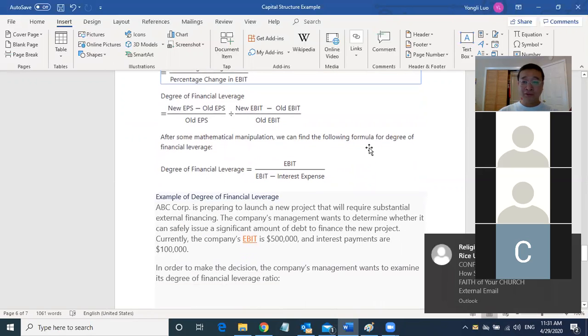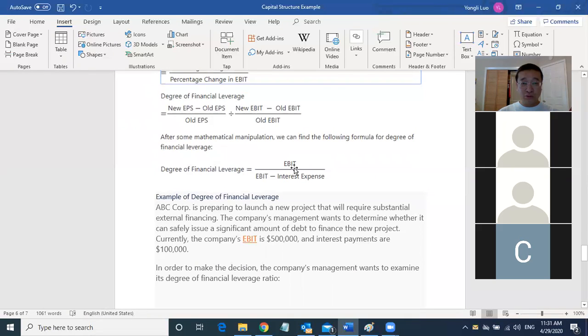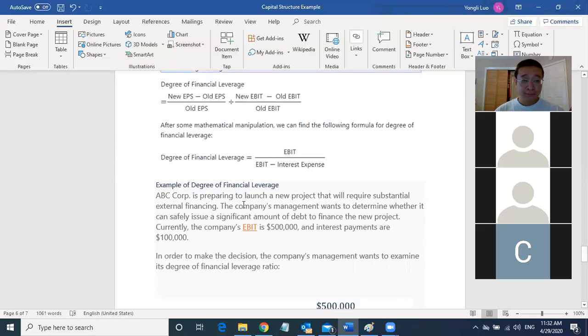Or you simplify this formula. It's going to be your EBIT divided by EBIT minus interest expenses. Now remember, in our textbook and all the lecture notes, it's EBIT minus I. But sometimes students confuse the I with the number 1. Every year I see students using EBIT divided by EBIT minus 1. That's not correct. I'm not joking, it's for real. Remember, it's not EBIT minus 1 here, it's EBIT minus interest expenses.